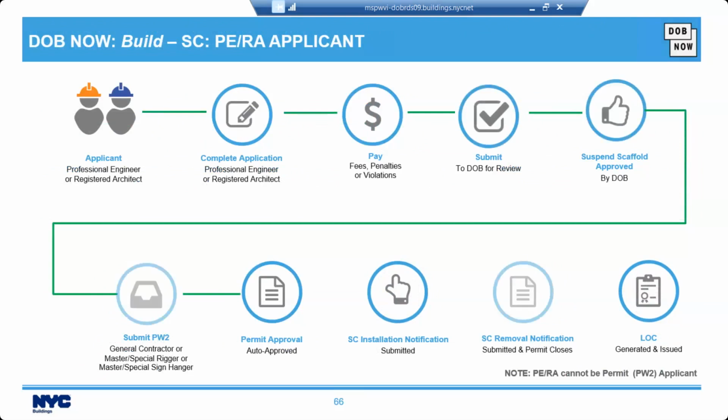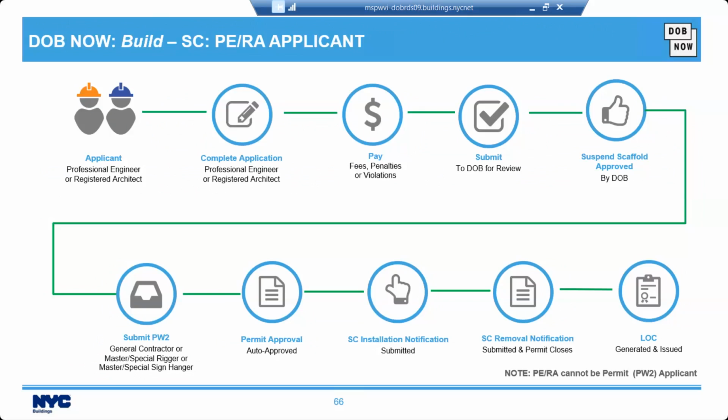Now over here, this is for the PE or RA applicant. So the applicant, in this case, would be a professional engineer or a registered architect. They would complete the application, pay any fees, penalties, or violations, and submit to the DOB for review, with the suspended scaffold as approved by the DOB. They will submit a PW2 by the general contractor or the master special rigger or master special sign hanger. The permit approval is auto approved.